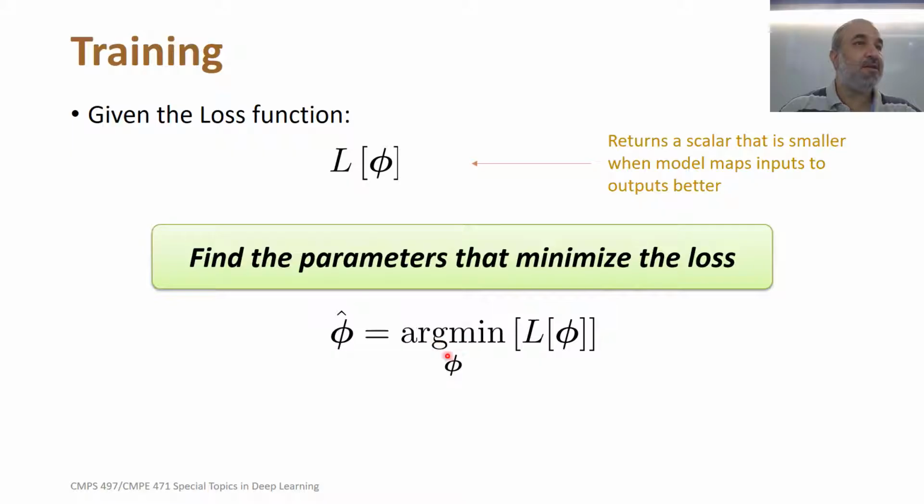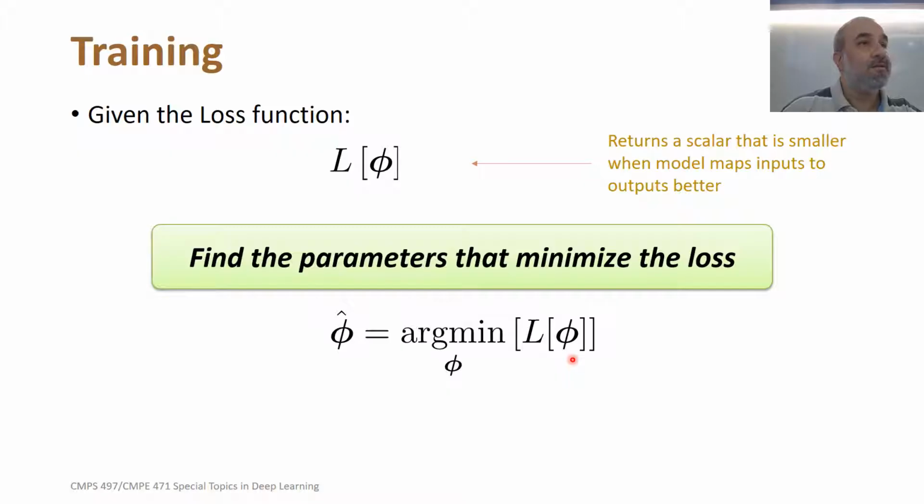Are you familiar with this argmin notation? Argmin means find, this will return the values of that variable that will make this mathematical function the minimum. So that will return what we call phi hat, which is the values of the parameters that will give us the best model. This is actually the best model we can get because it minimizes the loss function, the best model that we can get from the training data that we are given.